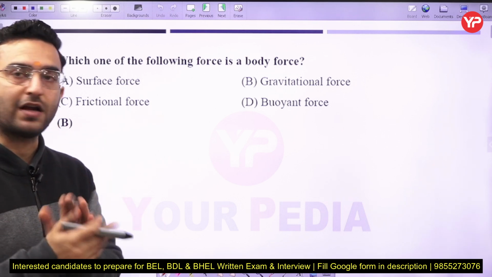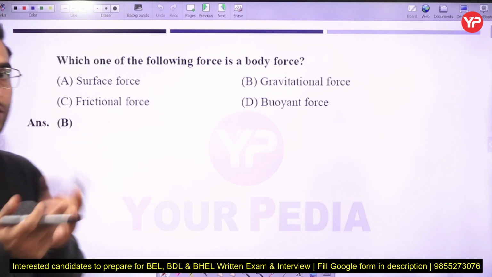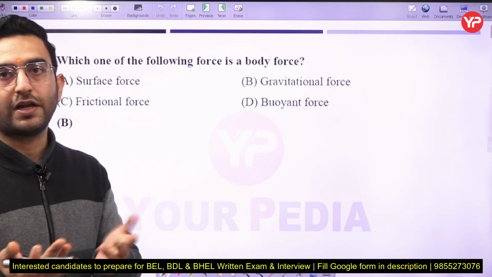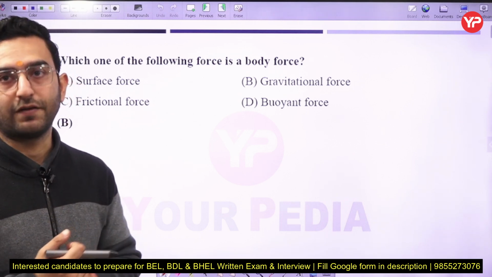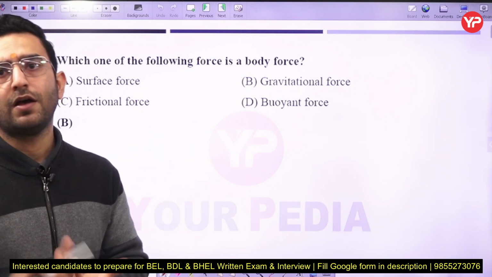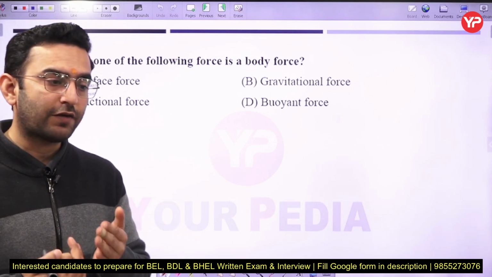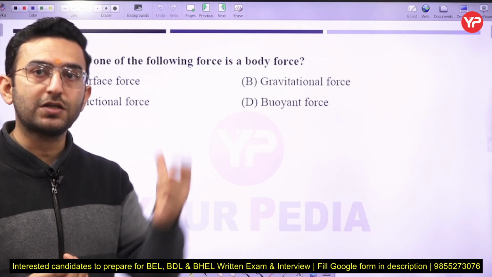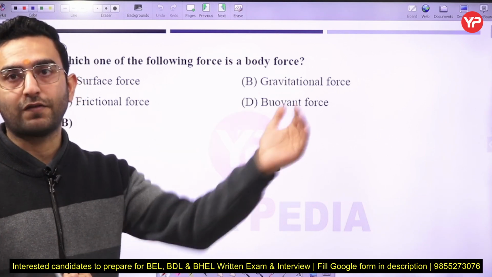Like in the case of Euler equation of motion or Bernoulli's equation of motion, we are considering the pressure forces as well as the gravity forces here. Gravity force is also known as the body force. Whereas when you are studying the Navier-Stokes equation of motion, there you are considering the pressure forces, gravity forces, and along with that we have viscous forces.